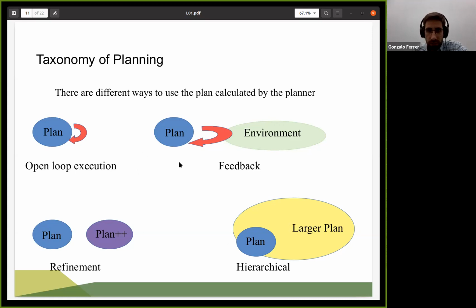Okay, we'll see examples of all of them, don't worry. But I think this mostly covers the whole taxonomy of planning we'll have. We will start talking about open loop execution, then feedback, and then we'll see that this comes very naturally. Each of these is a building block that is going to be part of this refinement or hierarchical approach.